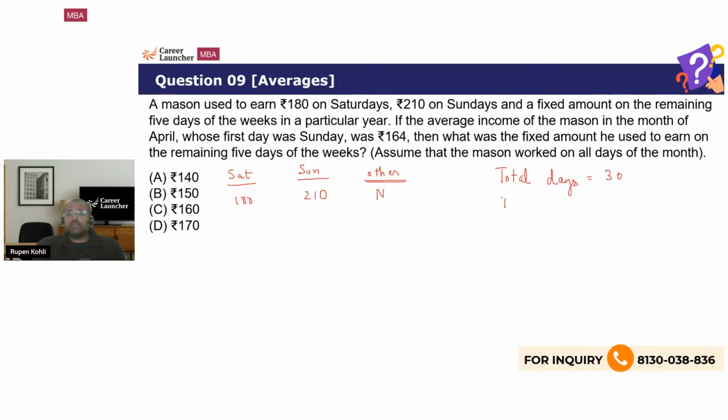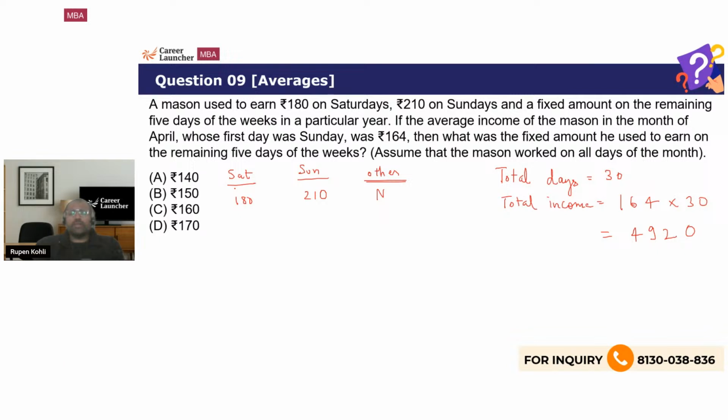So total earnings or total income is basically 164 times 30. 16 into 3, 480 plus 12, 4920. Am I saying it right? Yeah, right? 4,920 rupees, right? Perfect. So this has to be the sum of his earnings.